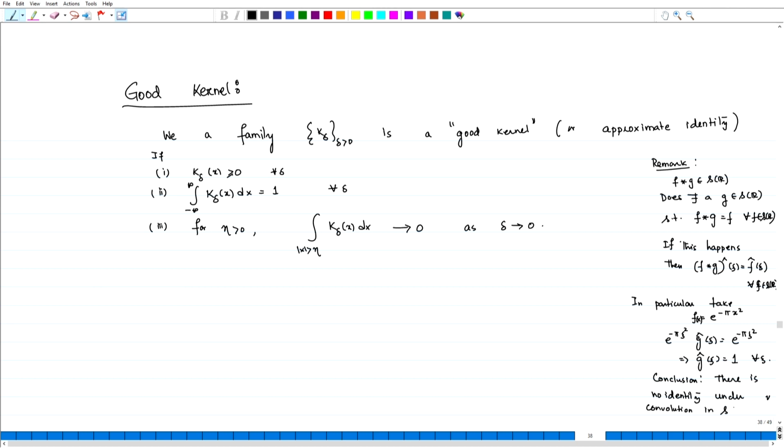in Schwartz space. So, once there is no identity, it is natural to look for an approximate identity. Just like in the series case, we will convince ourselves why the definition of approximate identity is what it is.